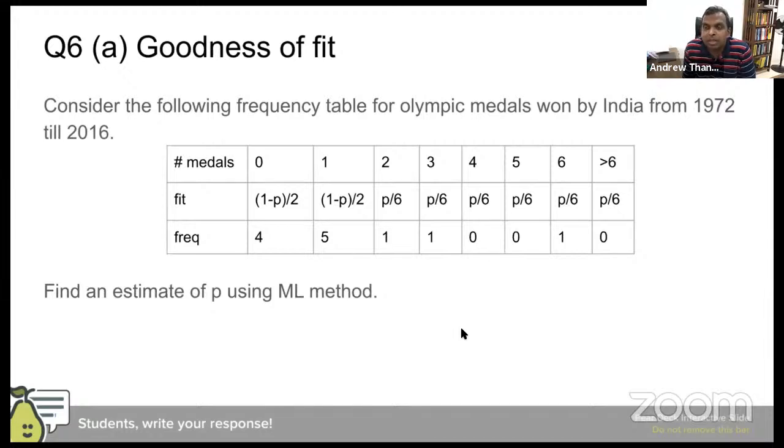This is sort of like a model that we have, and the frequency that we observe from the data, assuming independence and all that. Let's do all that and then come up with an estimate for this P using the maximum likelihood method. Let me see. I'll give you some time for this.